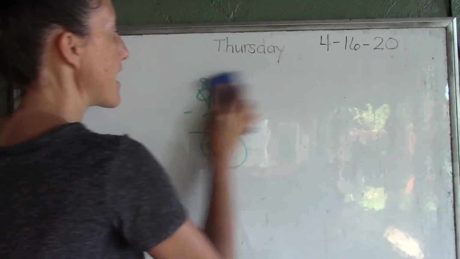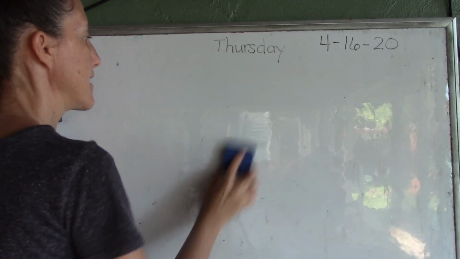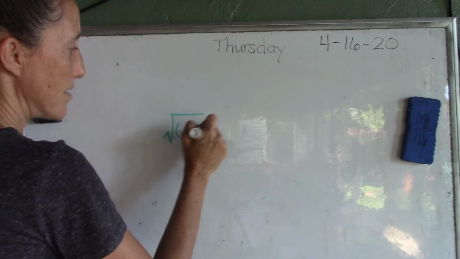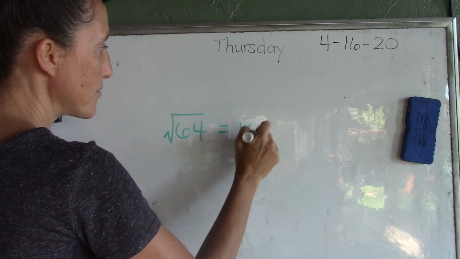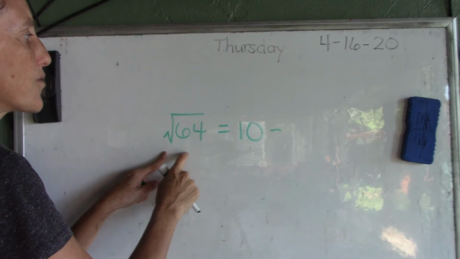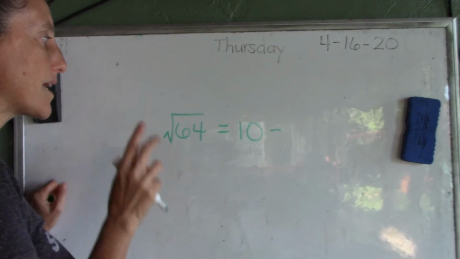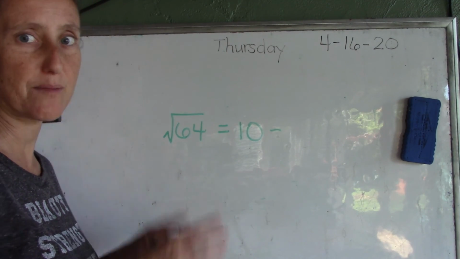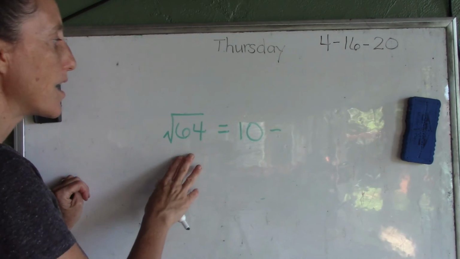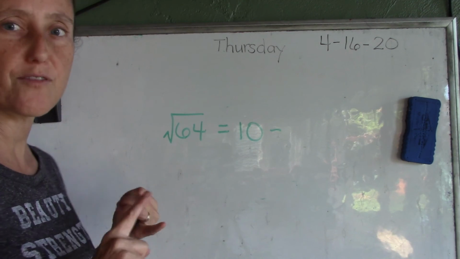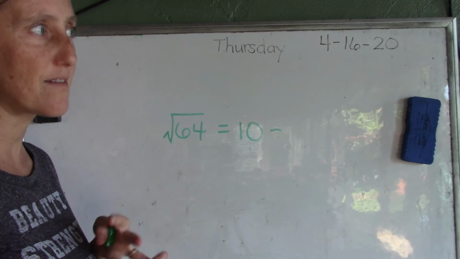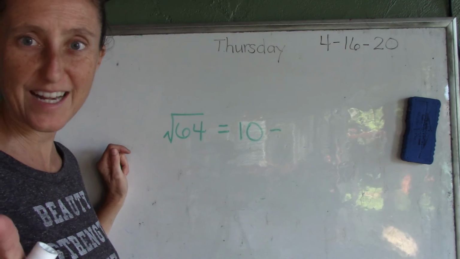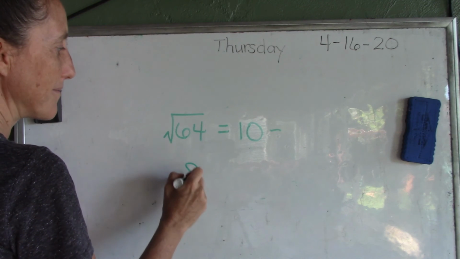And then you're going to have one of these. Remember we talked about square root? So the square root of 64 means what number times itself is 64, and that's why you're learning your multiplication table, so you can do all of these problems. So what times itself equals 64? Would it be 5 times 5, 7 times 7, 8 times 8? Yep, you're right, 8 times 8. So this would be 8.